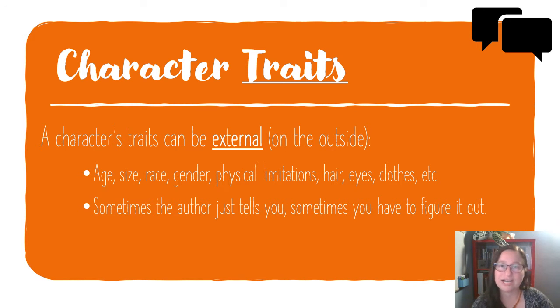Now, a character can have external traits. That means what's going on the outside. Examples of external, with that EX meaning on the outside, we can talk about their age. Are they young? Are they old? Are they a teenager? We can talk about their size. Is this person average sized? Are they bigger than normal, smaller than normal? We can talk about their race, their gender, their physical limitations, their hair, their eyes, their clothes, anything that you could just see by looking at that person.